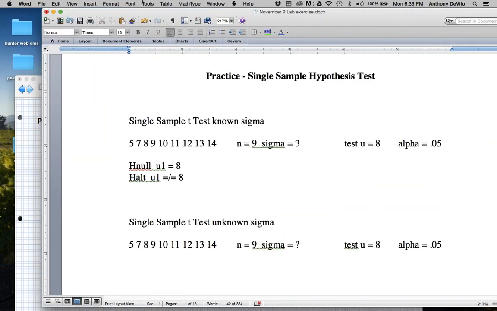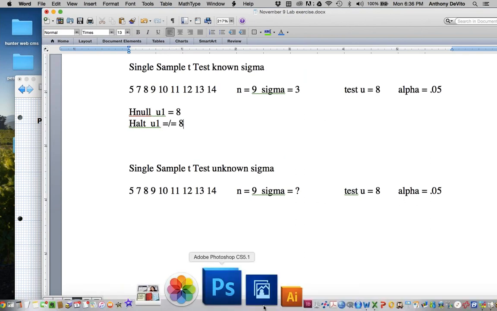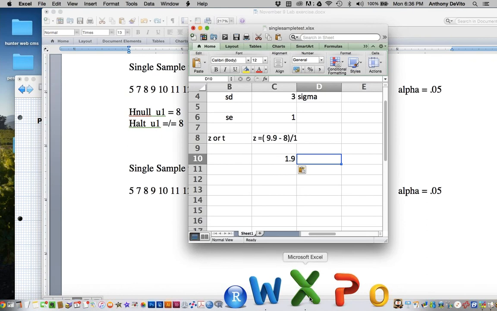What was our result? How many standard errors apart were they? 1.9. So is that far enough apart for us to say that these are different, that the result is not due to chance? No, it's not. It would have to be greater than 1.96.